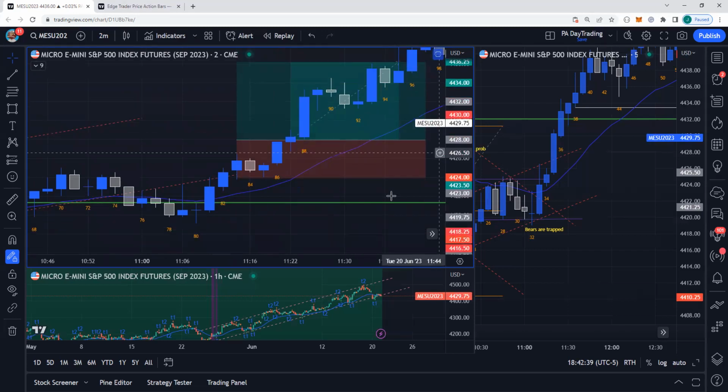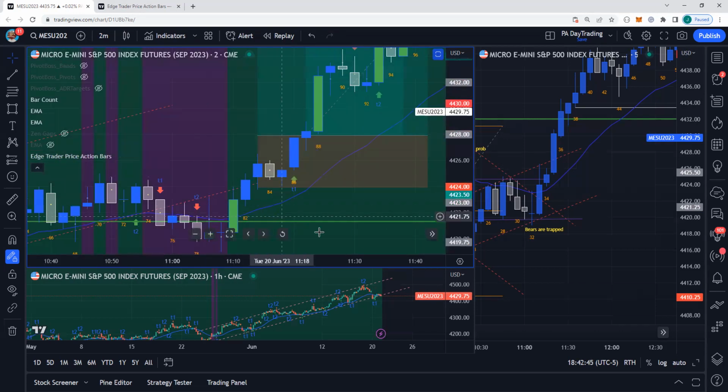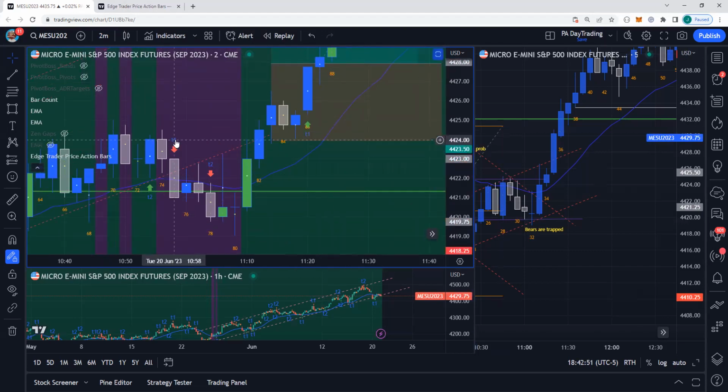That's not the trade I took. The trade that I took actually was with the algorithm that I created. But you can see this is your first entry long, this is your second entry long, and the algorithm says that these are very strong bars.